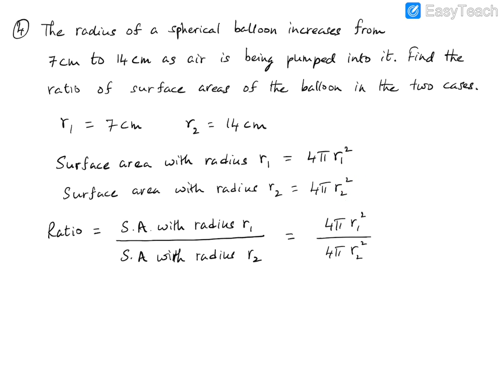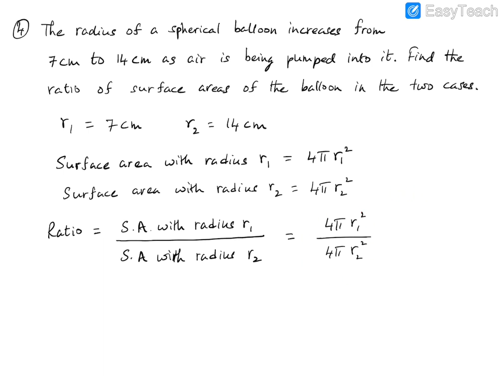So you see the reason why I did not substitute the value 7 in place of R1 and 14 in place of R2. We could have done that. We could have substituted the value of R1 as 7 centimeters and obtained the value for the surface area when the radius is R1. And then similarly substitute R2 as 14 centimeters and obtained the surface area value by simplifying that and then taken the ratio.